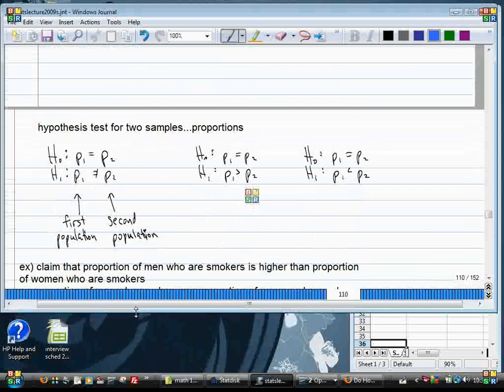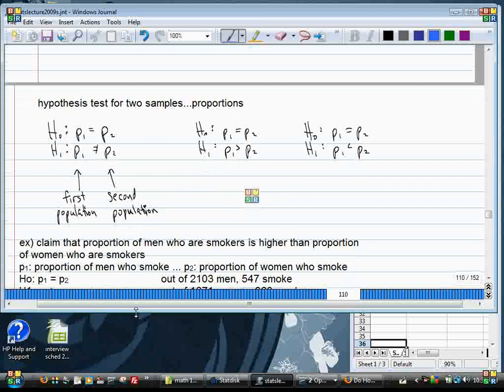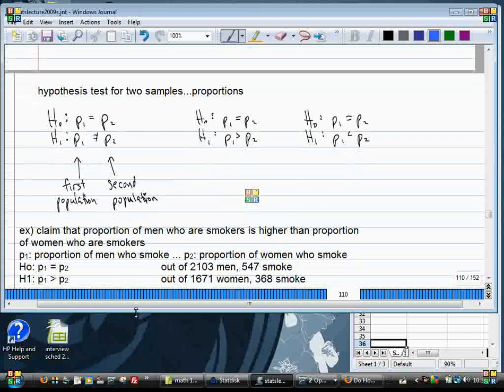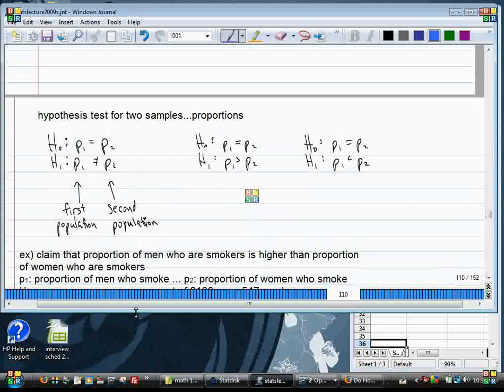So we claim that the proportion of men who were smokers is higher than the proportion of women who were smokers. So, first of all, what does P1 stand for and what does P2 stand for? Right. Okay, so we're going to let P1 be the proportion for men, P2 be the proportion for women, smokers. And what would our claims be for this question? Right. So you get H0: P1 equals P2 and H1: P1 greater than P2. So that's the first thing.